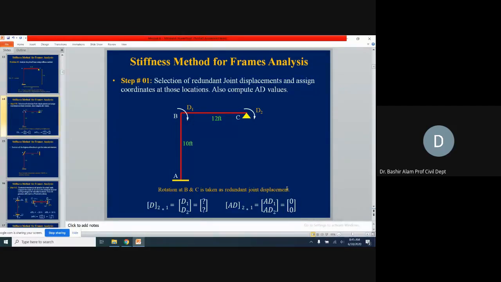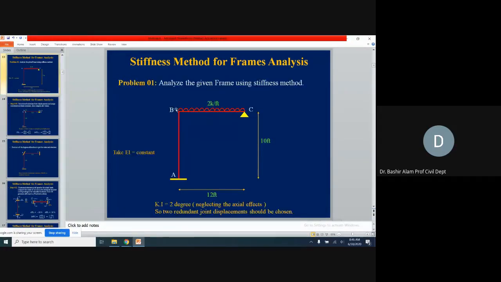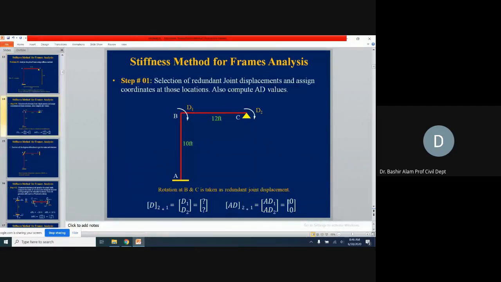Okay, so now D1 and D2, and you see the sense also clockwise and clockwise. We say the clockwise rotation. We assume that initially that it is our positive direction. Now in the actual structure corresponding to D1, we don't have any externally applied moment now. So we take AD1 is equal to 0.